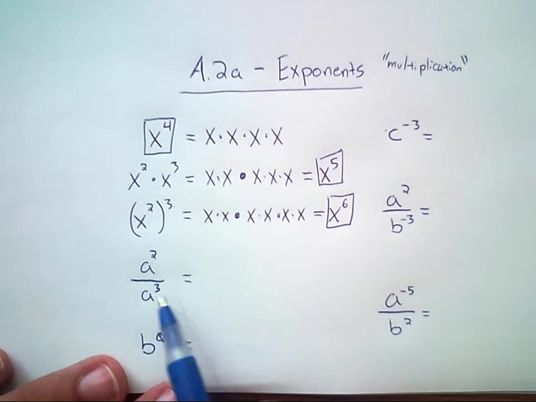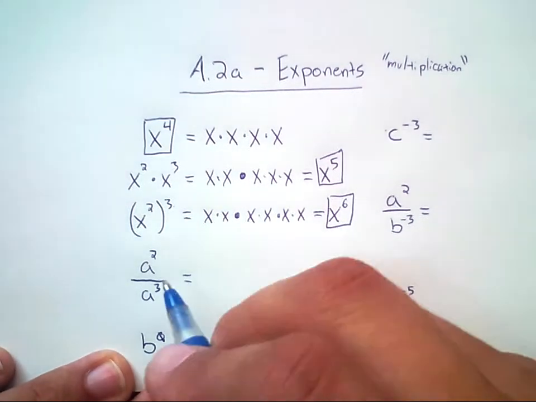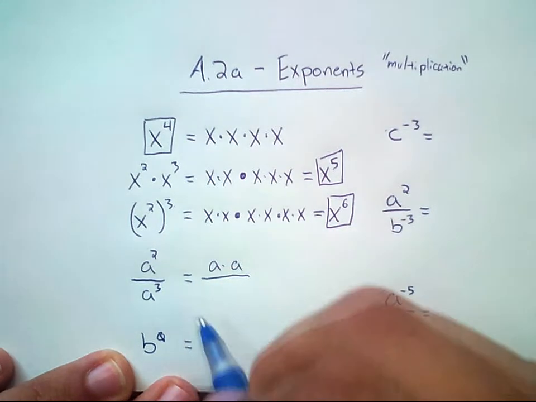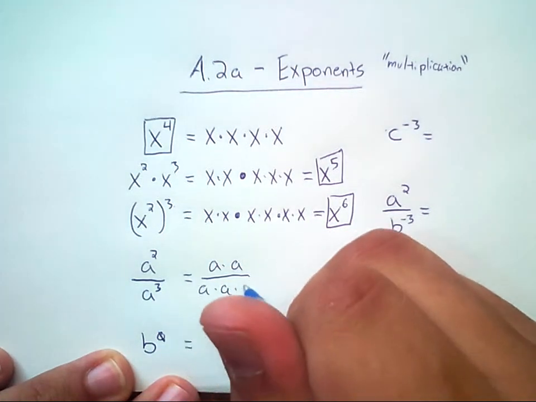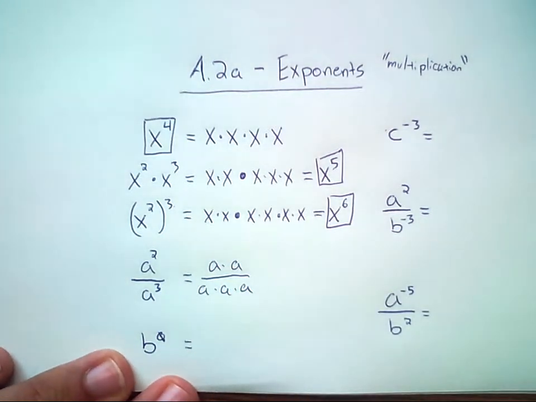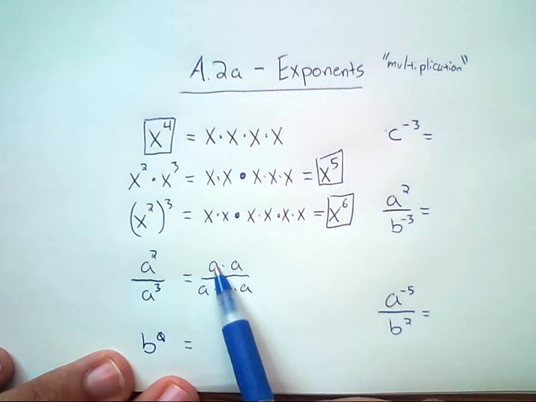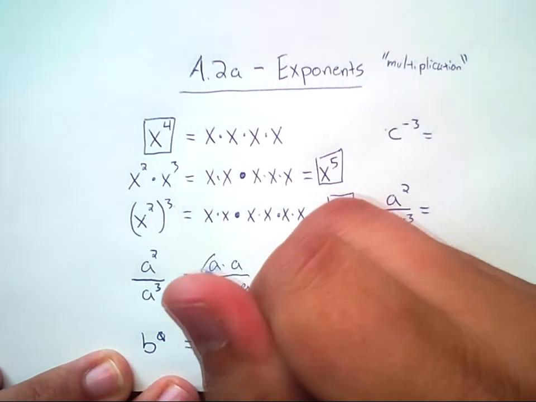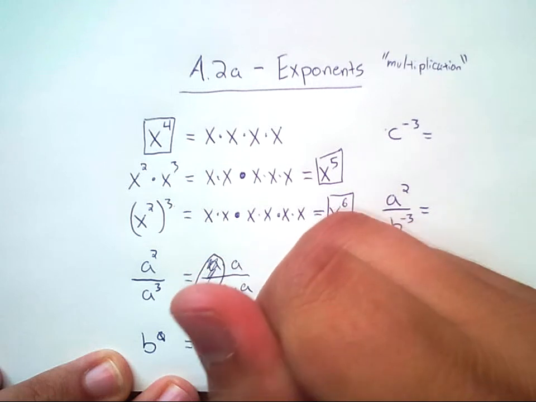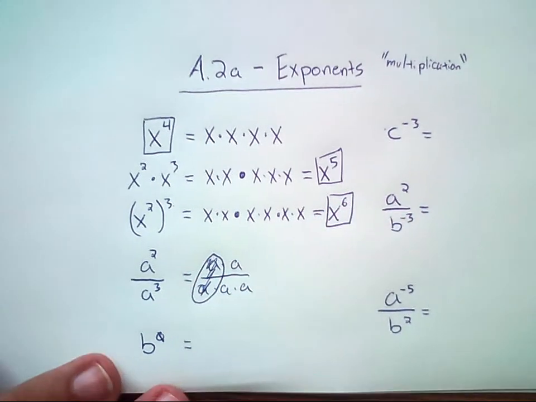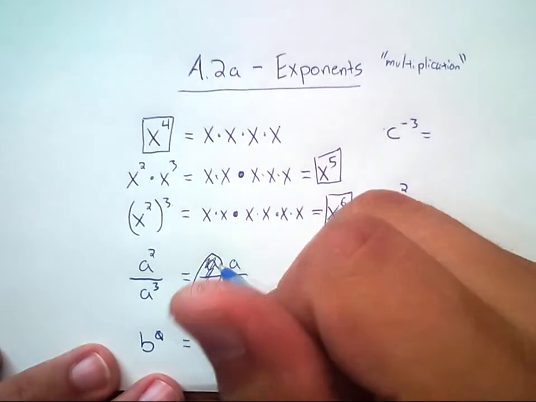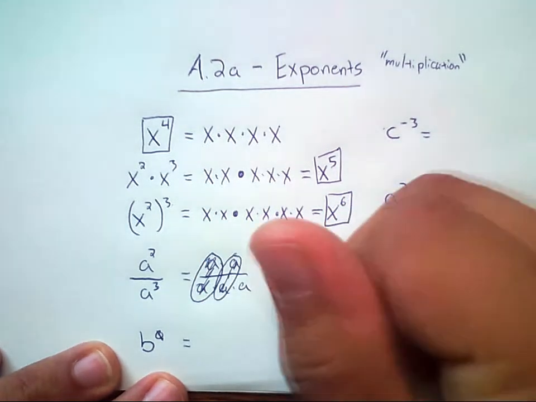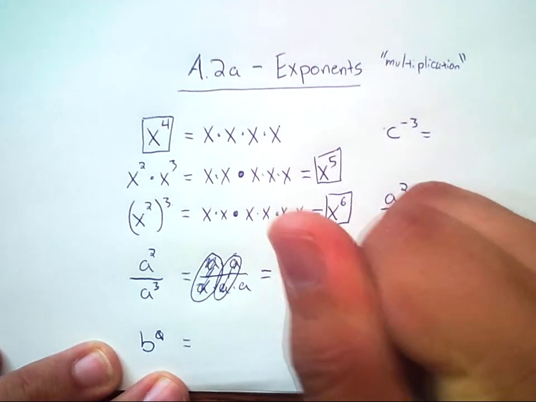Now here we go. We have a division bar, which does tweak the problems a little bit. So a squared would be a times a on top, and on the bottom we'd have a times a times a for a cubed. Now what happens is when you have a value on top and a value on the bottom of a monomial like this, you can actually cancel them out as long as they're the same and there's no addition or subtraction signs. So we can cancel that a out, we can cancel that a out, and they both go away, and we're actually left with, on the bottom, an a value.